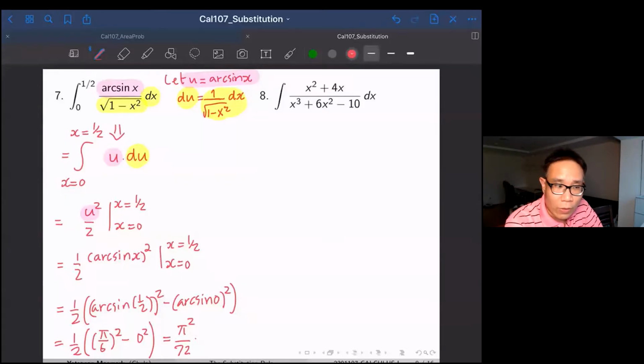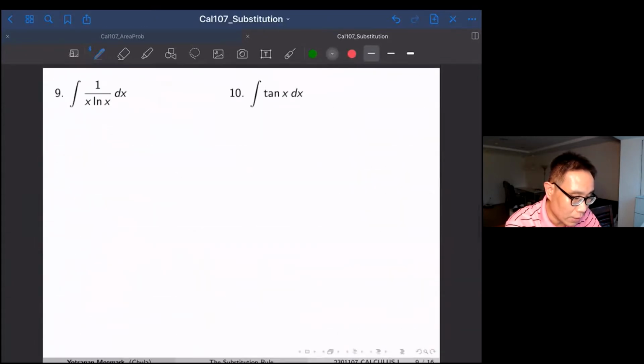So we're gonna continue the integration by substitution. For number 8, you'd like to integrate x squared plus 4x over x cubed plus 6x squared minus 10 dx. For this one, you see that the bottom guy is more difficult than the top guy, and you don't see any parentheses at all, so you should let the bottom be u in this case. So you're gonna let u be the bottom guy.